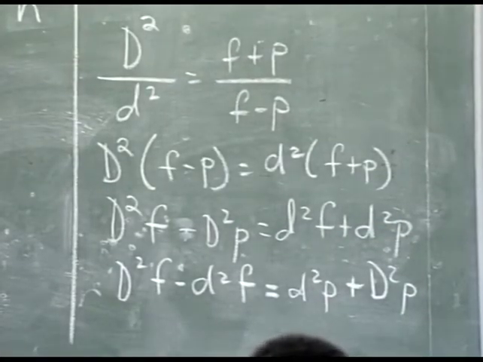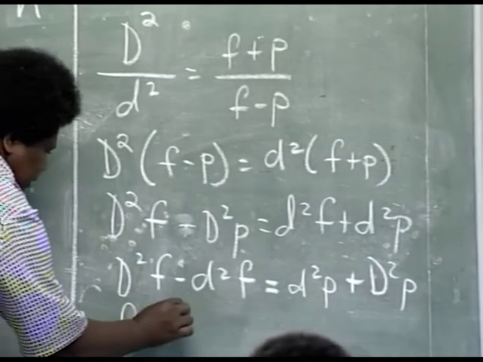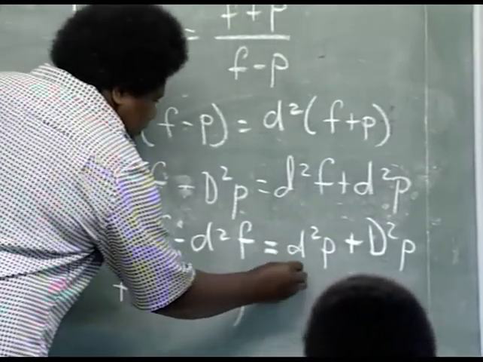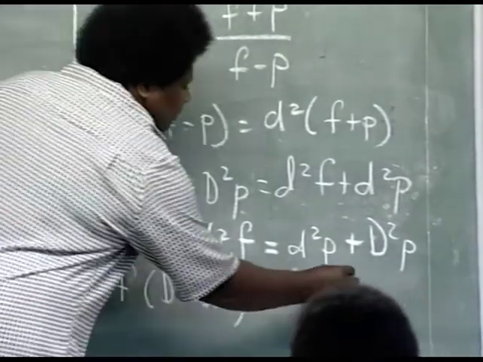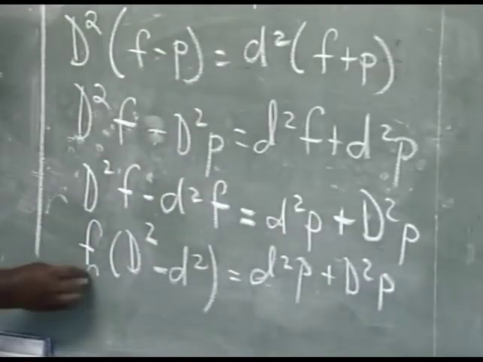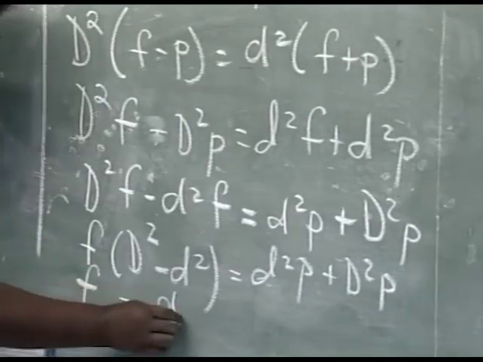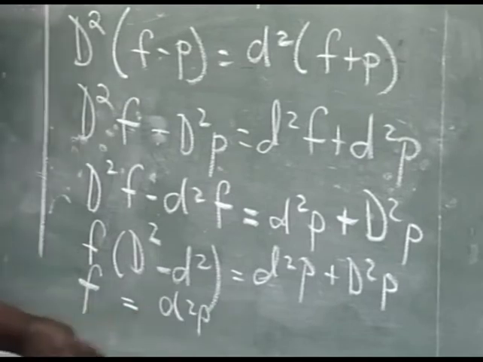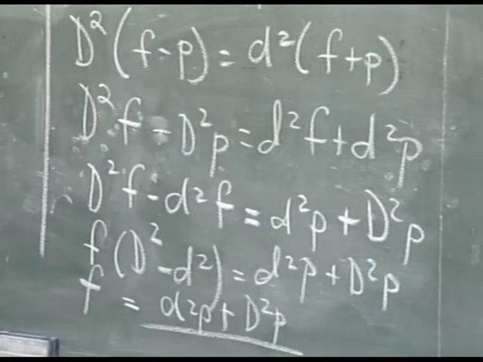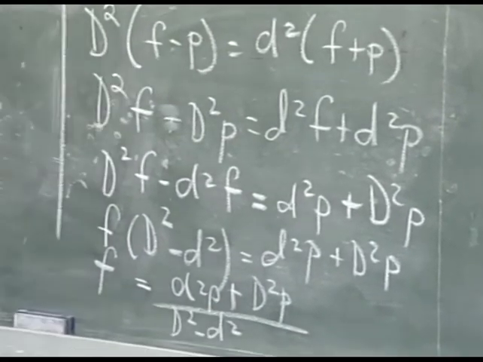Then I have to factorize. So F multiplied by D squared minus small letter d squared equals D squared P plus small letter d squared P. Then I divide to get F. F is equal to D squared P plus small letter d squared P over D squared minus small letter d squared.